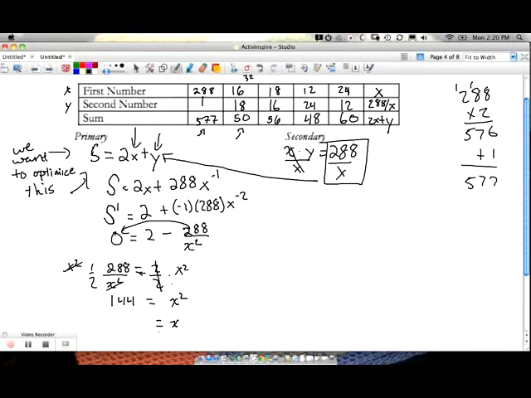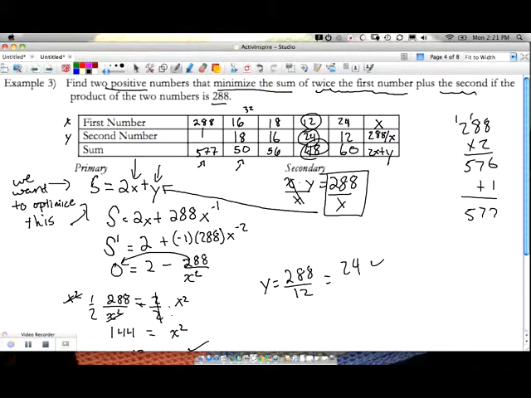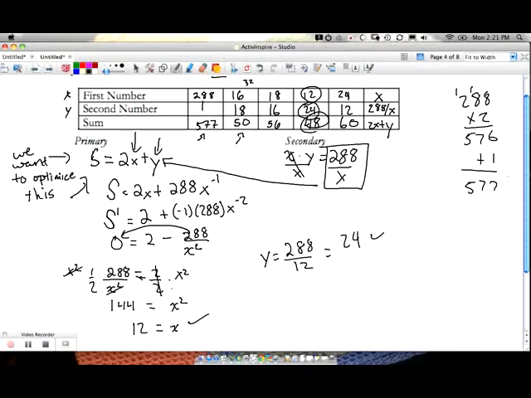Well, then that's a pretty simple square root. It's a perfect square. X equals 12. Hey, that's what we found here with our lowest number. Looks like we were right on. Now the second half of this is figuring out what y equals. Y equals 288 divided by 12, which, we already figured that out, is 24. So those are two values, x and y, our first number and our second number. It says find two positive numbers. We did, 12 and 24.